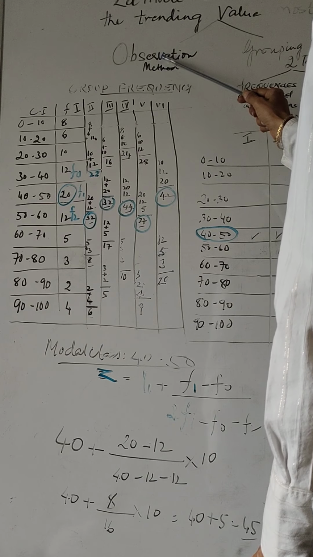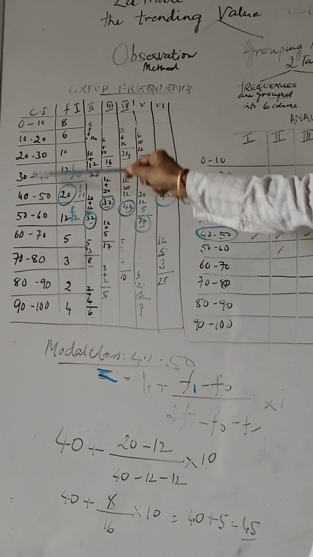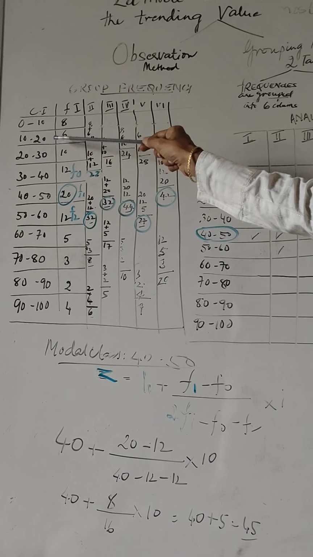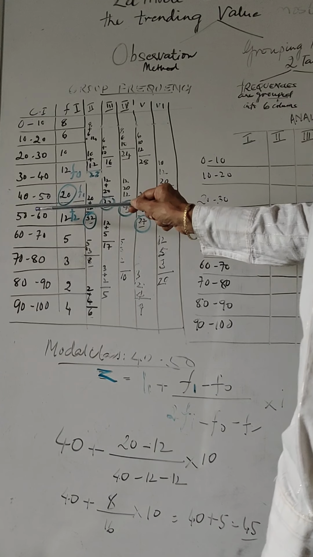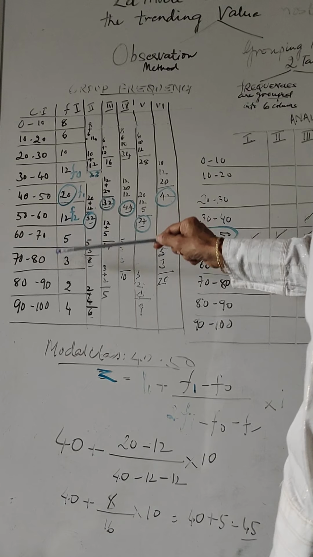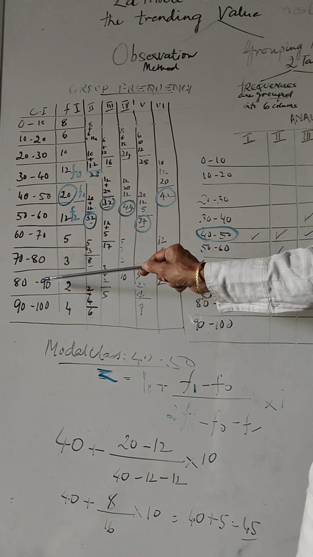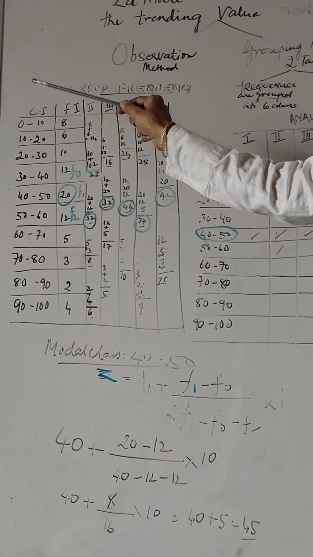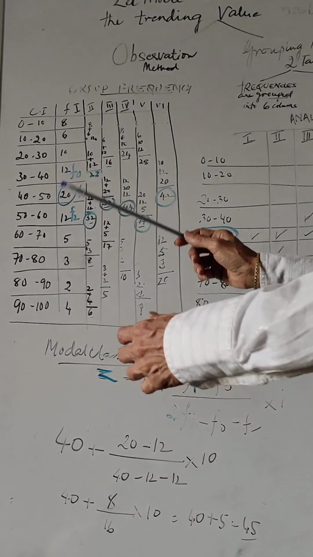Alright, so in the observation method, this is the numerical. The class intervals are given, the frequencies are given. So the class interval is 0 to 10, 8; 10 to 20, 10; 20 to 30, 10; 30 to 40 is 12, 40 to 50 is 20, 50 to 60 is 12, 60 to 70 is 5 frequencies, 70 to 80 is 3, 80 to 90 is 2, and 90 to 100 is 4. So these are the frequencies given. Suppose these are the marks, these are the students who got so many marks within this class interval. They're grouped into that.